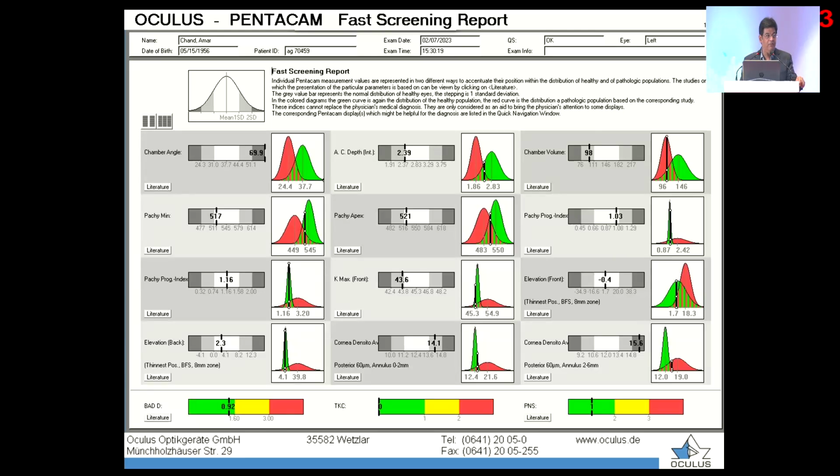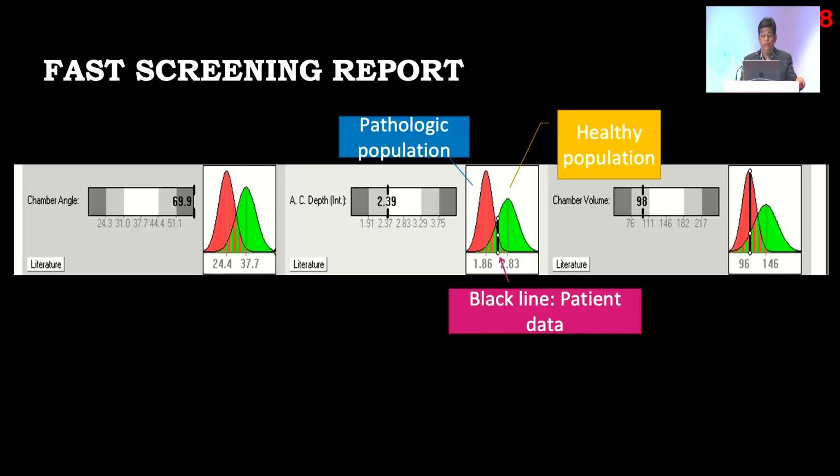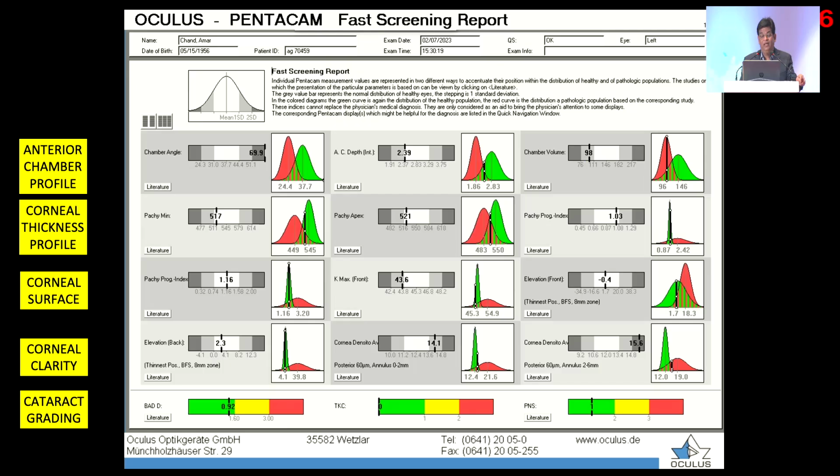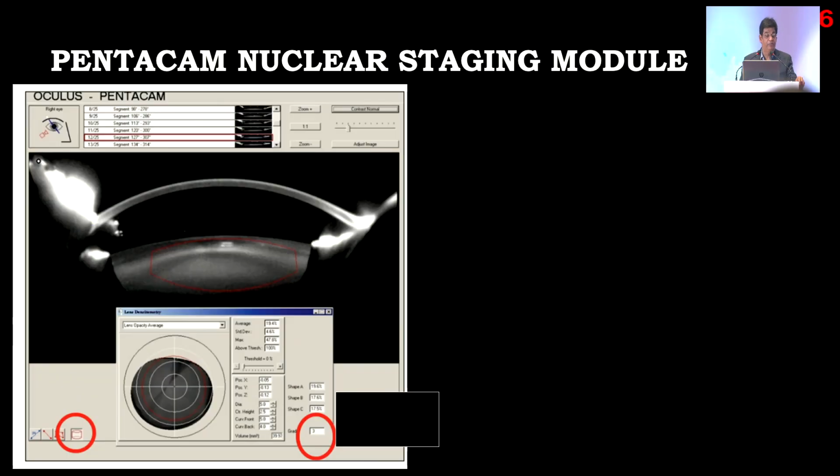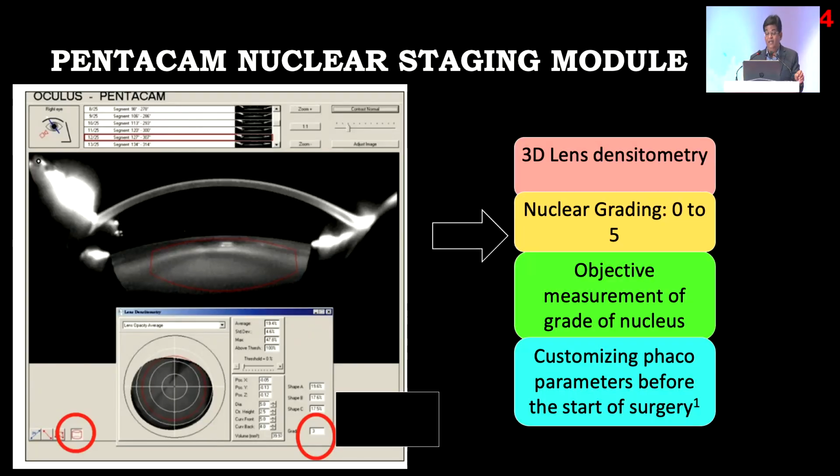The two bell curves, one is red and one is green, and it shows various values. Basically, the red bell curve is that of the pathologic population, and the green one is of the healthy population. The black line indicates where the patient's data compares. So just at a quick glance, we can see the anterior chamber profile, the corneal thickness profile, the corneal surface, the corneal clarity, as well as the cataract grading in this patient. And of course, as I said, the nuclear staging module helps us to customize phaco parameters before the start of surgery.